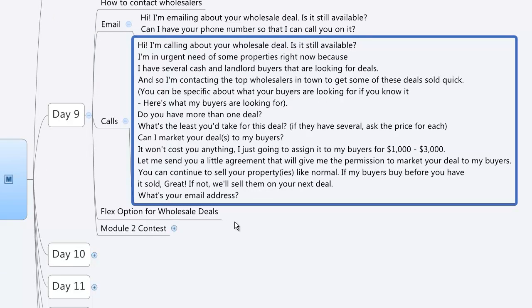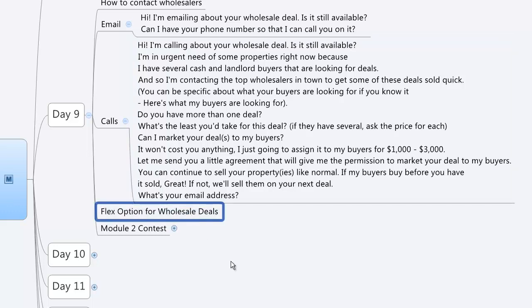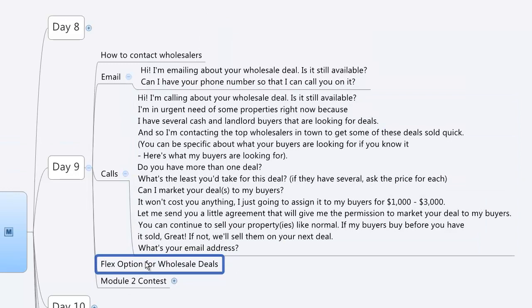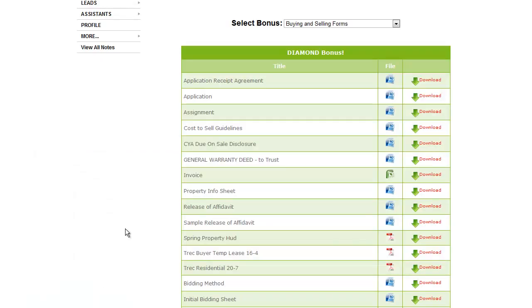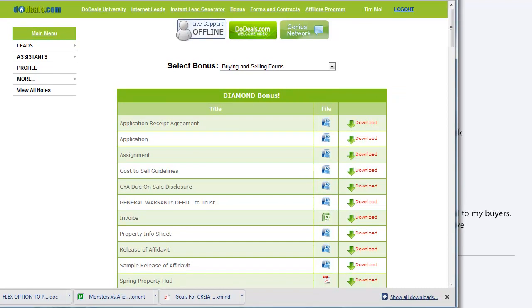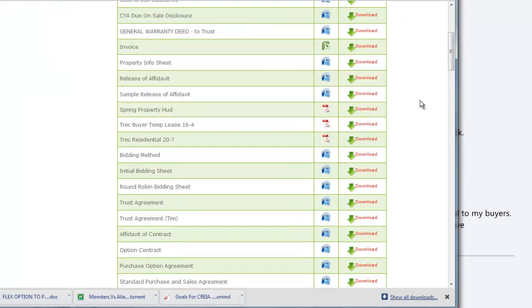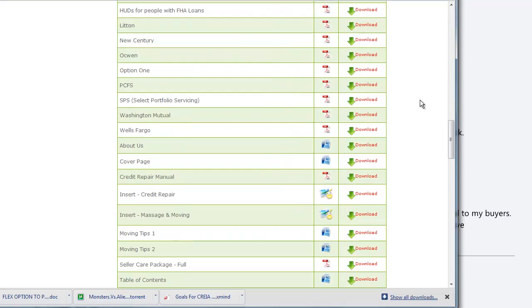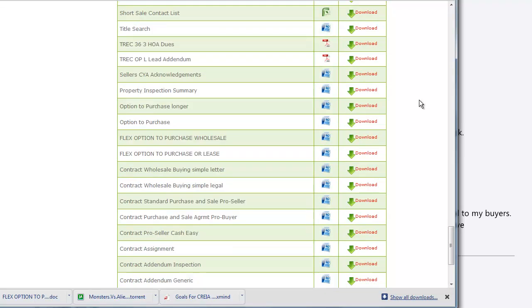All right, so next you are going to send them the quote-unquote little agreement called the flex option for wholesale deals. To download this agreement, I need you to log into the members area of dodeals.com. Go to forms and contracts right here. Click on forms and contracts. It'll load up this page. I want you to scroll down a little bit toward the bottom of the page. You will see where it says flex option to purchase wholesale. This is the document I want you to download. So click on here to download it.